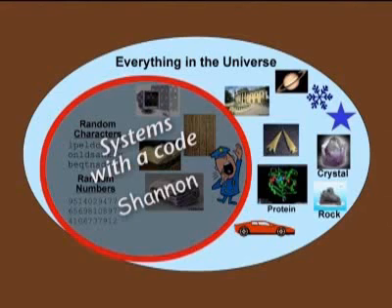Shannon is not interested in the meaning of the code. His question is only, are there letters or numbers? There can be random numbers or whatever. Everything like this is information in his definition.